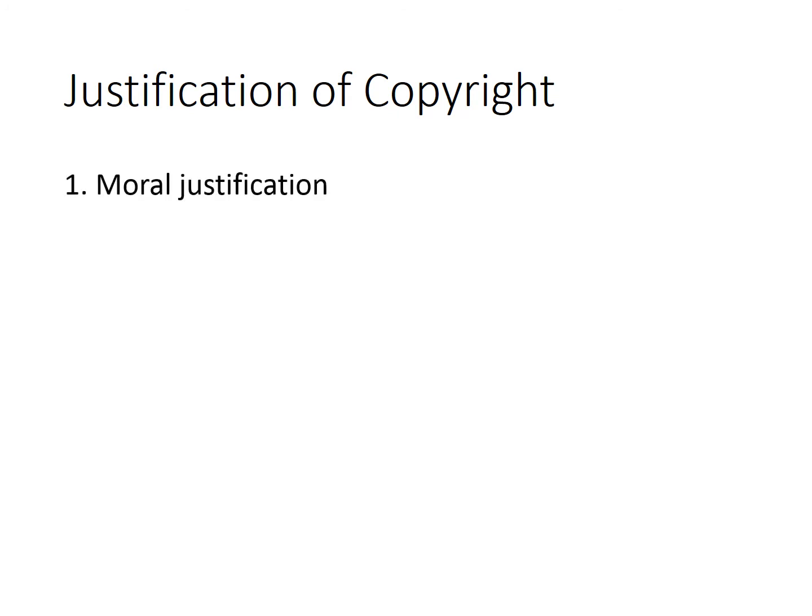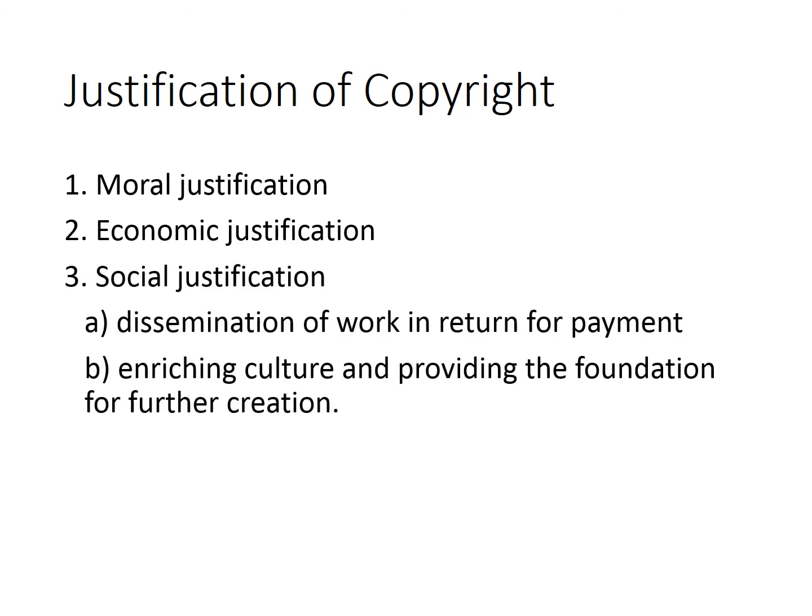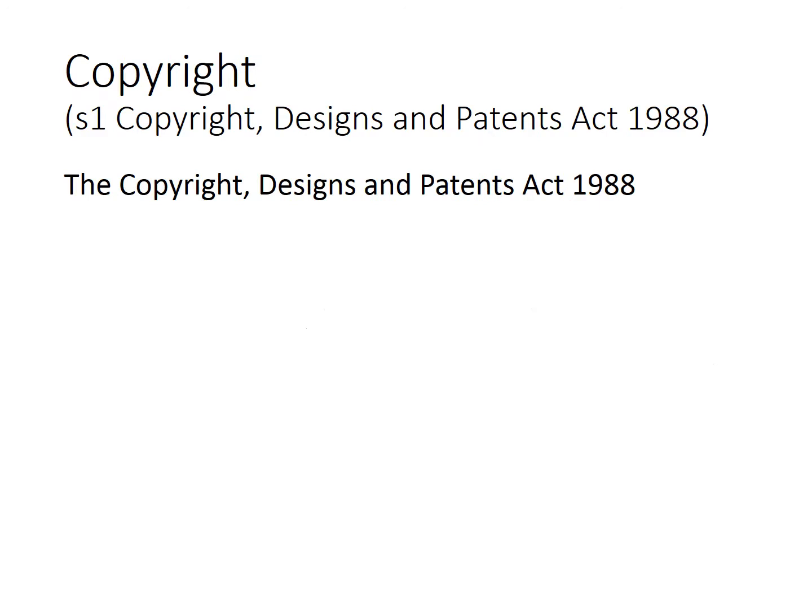So when can you have a copyright? When you have a moral justification, an economic justification, a social justification. Okay, so the moral justification is it's your work. Economic justification is that there's money attached to it, obviously, and the social justification: dissemination of work in return for payment or enriching culture and providing the foundation for further creation. So there's a social reason to do it.